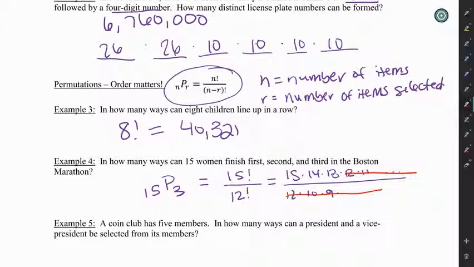Apparently, I skipped 11 in the bottom. 12, 11, 10, 9. Cancels with that. So I'm left with just having to multiply 15 times 14 times 13, which gives me 2,730.